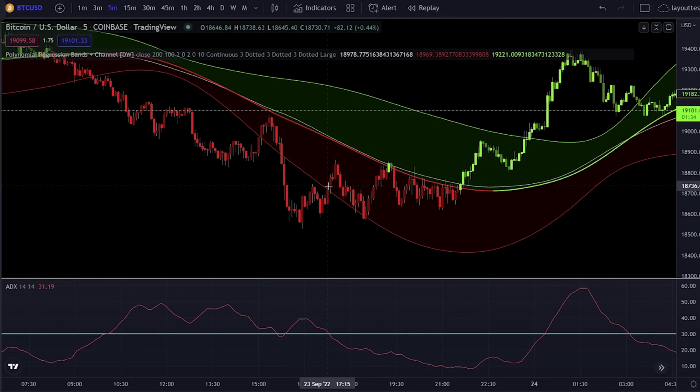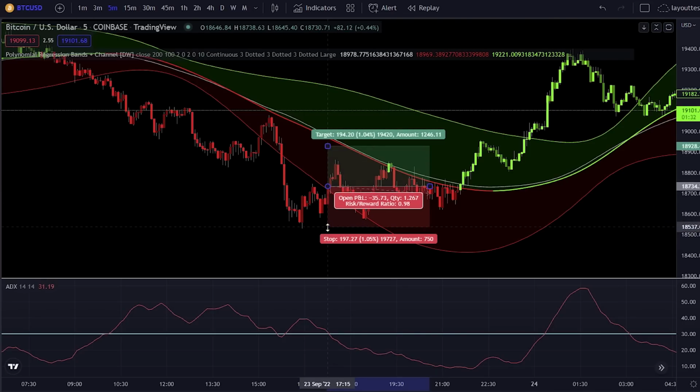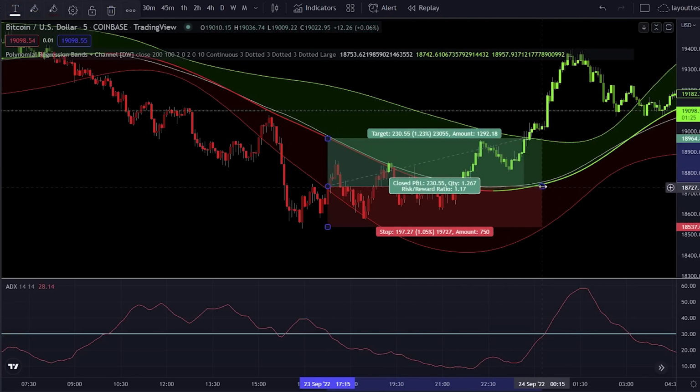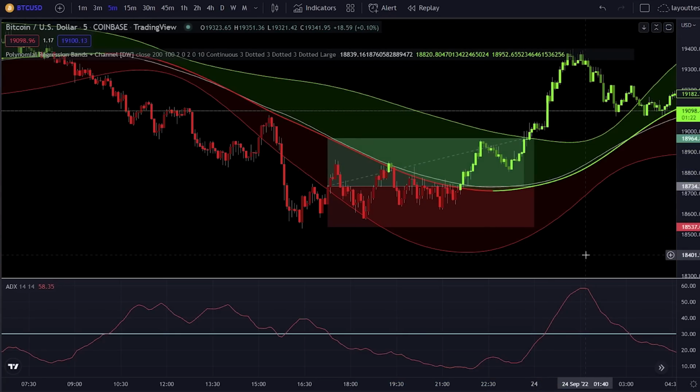Now we will enter into a buy position. We will place our stop loss at the recent swing low. We will put the take profit at the recent swing high or when the price reaches the upper band again. As you can see, the trade was indeed profitable.